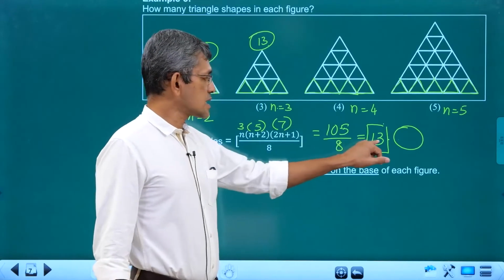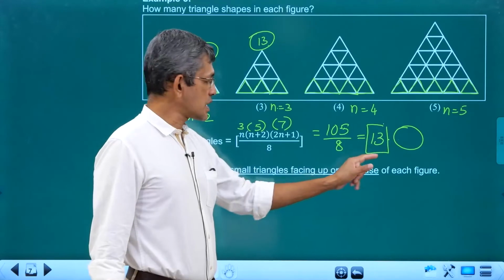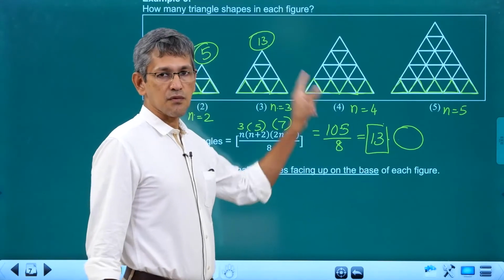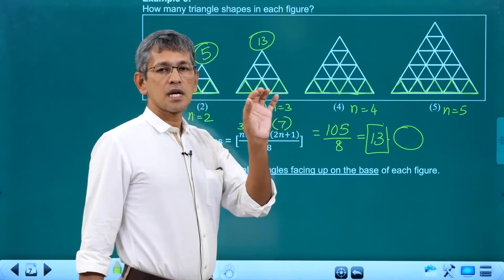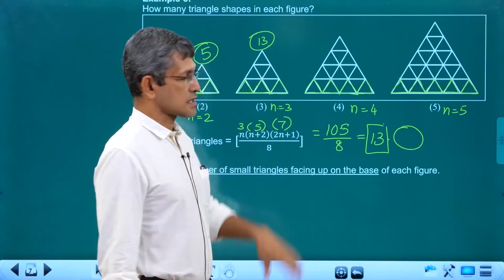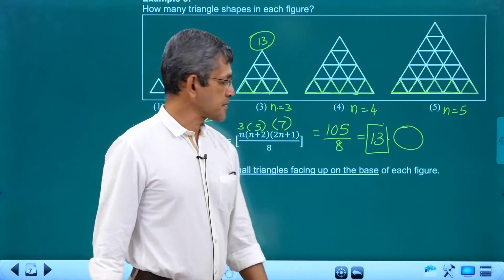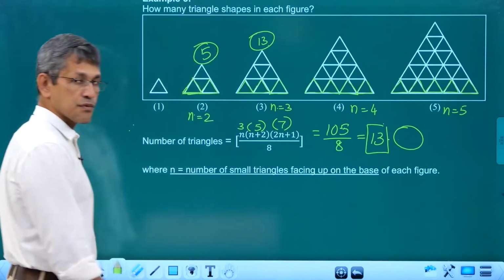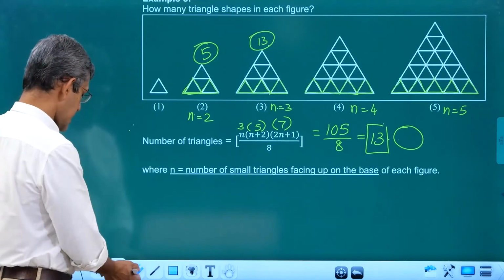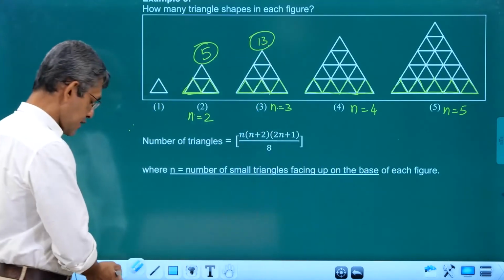And if you get a decimal point in the answer, you take whatever is before the decimal point, that would be the answer. That means the integer part would be the answer here. We don't need the decimal point. And look at n is equal to 4. What kind of answer do we get? Let's apply the same formula for n is equal to 4.